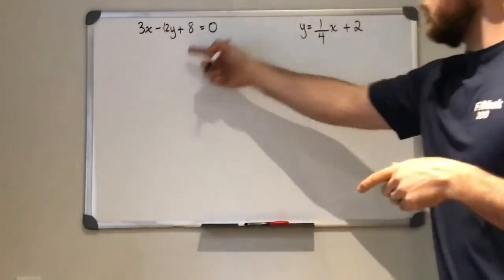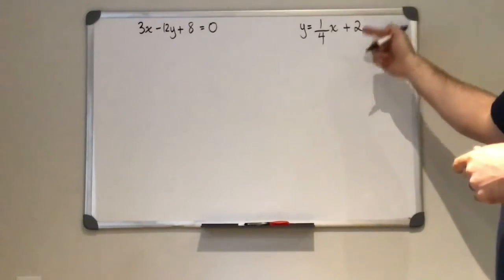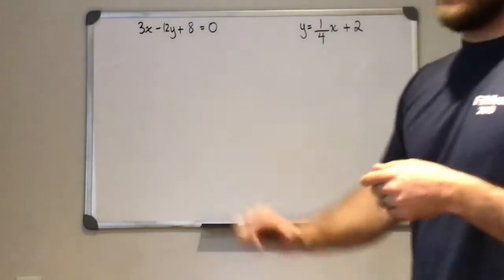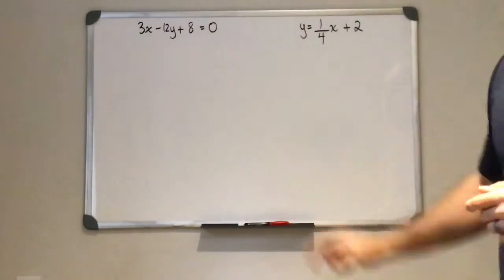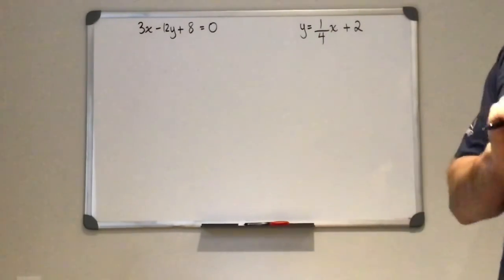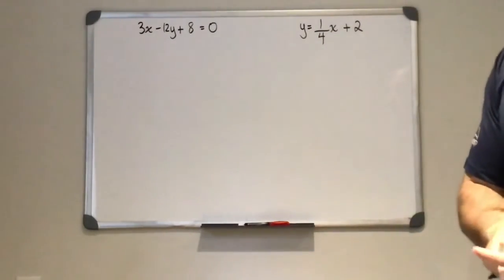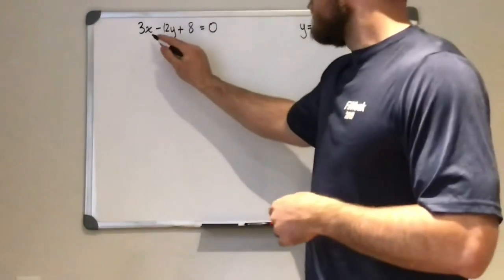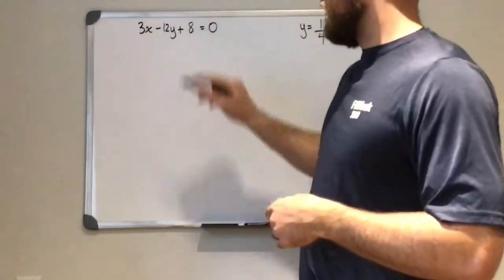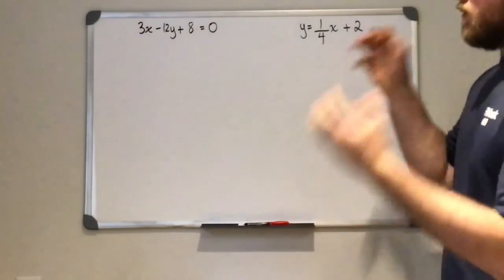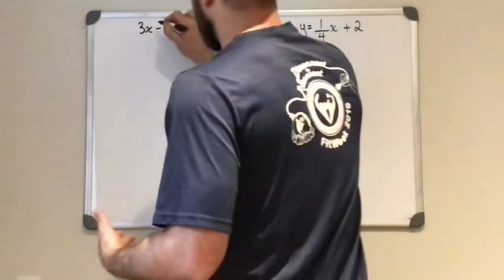Okay, so to prove this algebraically, I'm going to try to get this one into standard form, and this one into slope y-intercept form. So let's start here. Slope y-intercept, the key thing is that y is by itself, it's isolated, so let's go ahead and do that for our equation on the left. So that means I want to get rid of the 3x and I want to get rid of the 8. You can also get rid of the negative 12 if you want to move that instead. But let's try it this way.